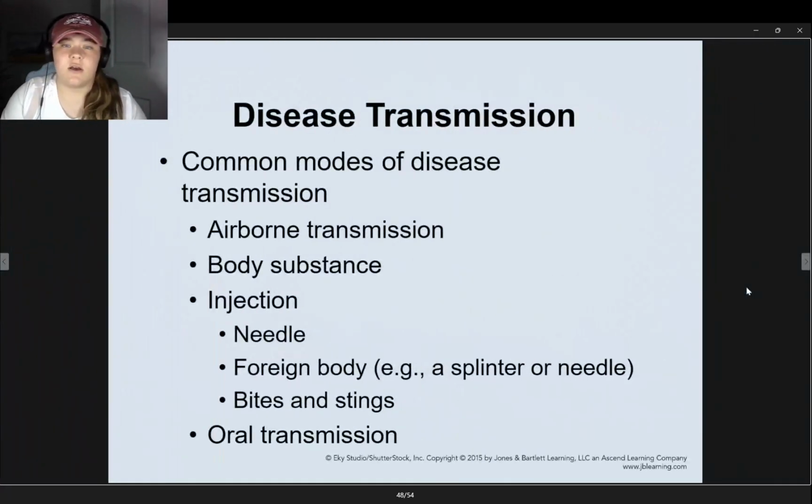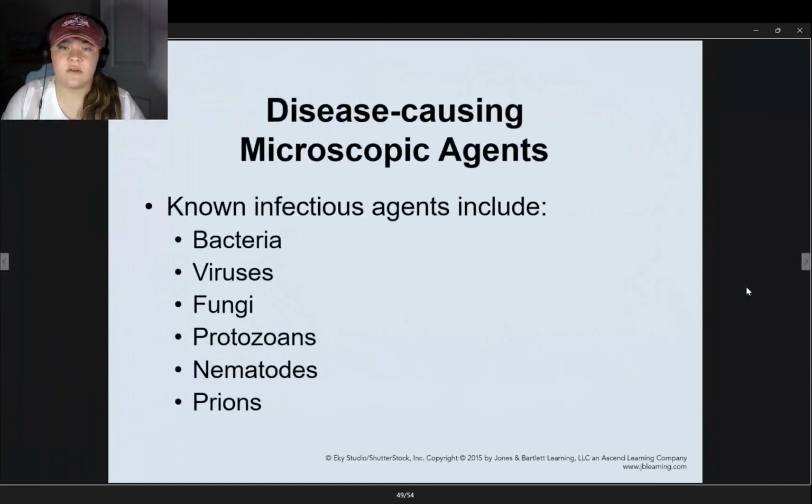Disease transmission: you've got the common modes of disease transmission. You've got airborne, body substance, injection, oral transmission. Injection obviously is needle form, and also bites and stings. You've got known infectious agents, which are bacteria, virus, fungi, protozoans, nematodes, and prions.